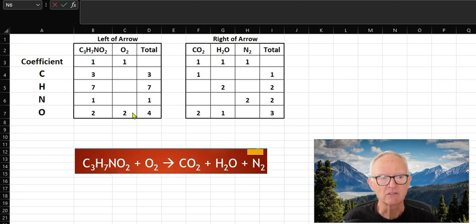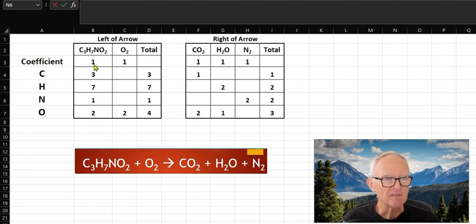What I did is created a little spreadsheet, and the spreadsheet shows to the left of the arrow are 2 species: C3H7NO2, not a carbohydrate, an amino acid probably, and oxygen, O2. To the right of the arrow is carbon dioxide, H2O, and N2. I dropped in the coefficients 1 all the way across because we don't show coefficients in front of this equation, and that means each of the coefficients is 1. If it's not shown, it just means it's 1.